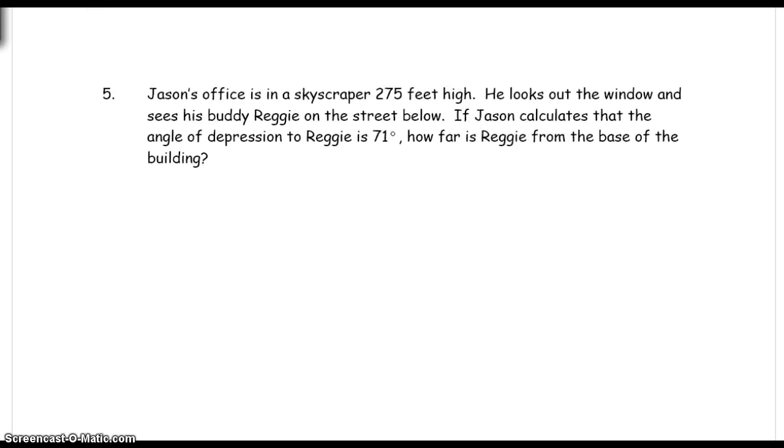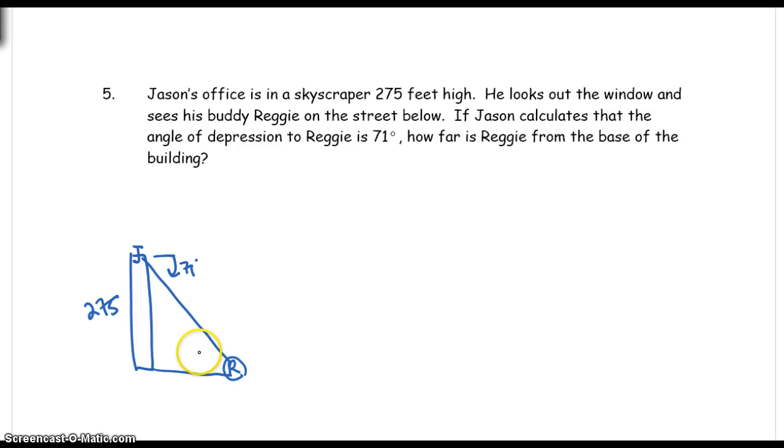So the last one I'm going to do with you guys is number 5. So Jason's office is in a skyscraper 270 feet high. So we're just going to assume that Jason's at the top here, and this is 275 feet high. And he's looking out the window and he sees his buddy Reggie on the street below. So here's Reggie right here. So there's your triangle, right? If Jason calculates the angle of depression is 71. So remember, angle of depression is out and down. But we know because of parallel lines and alternate interior angles that our angle of depression is the same as the angle of elevation. So we can say that this is 71 right here.